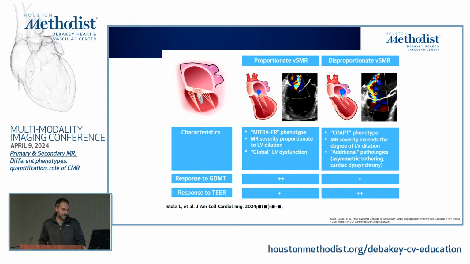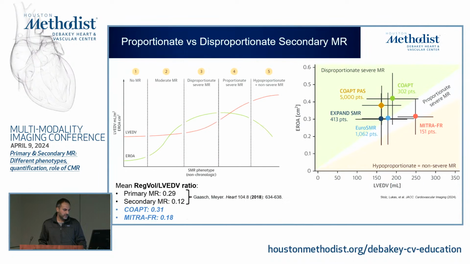It's behaving like a primary, right? So those people respond less to GDMT and respond better to TEER. And there was a recent review in JACC Imaging about this whole concept, about secondary MR in general, from the lens of, again, MTEER, but talking a lot about proportionate and disproportionate MR.